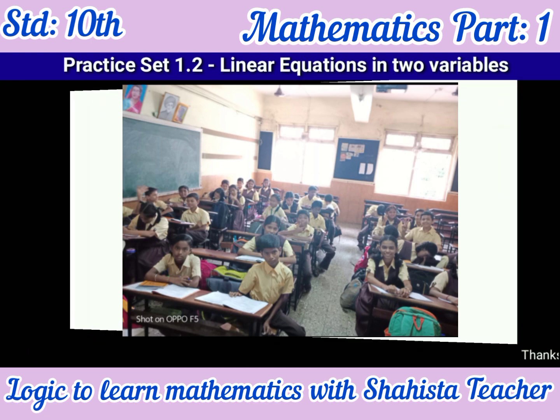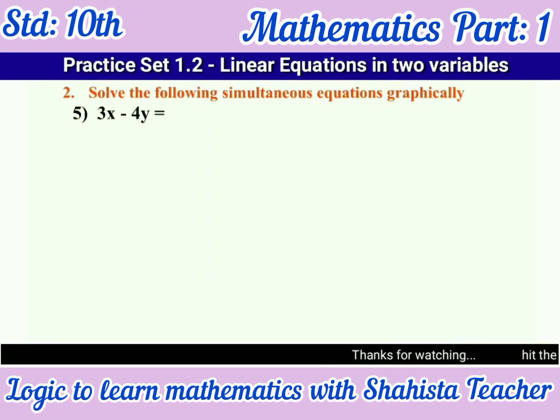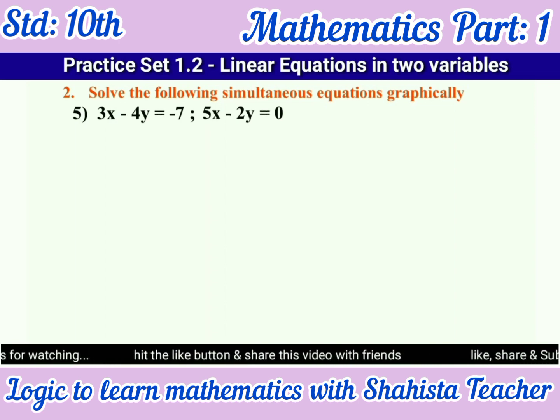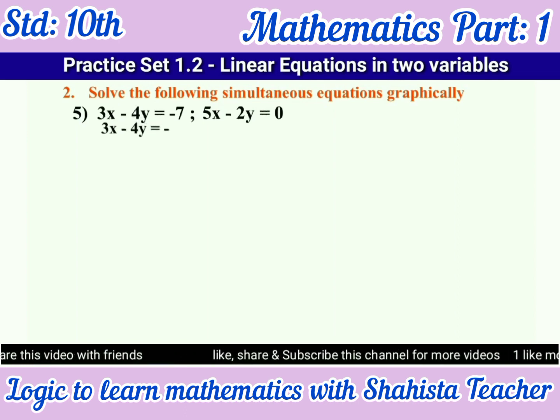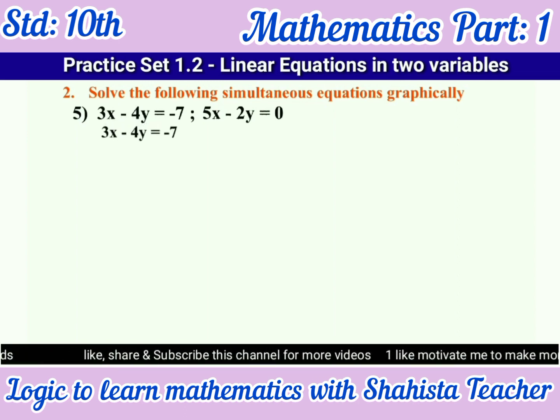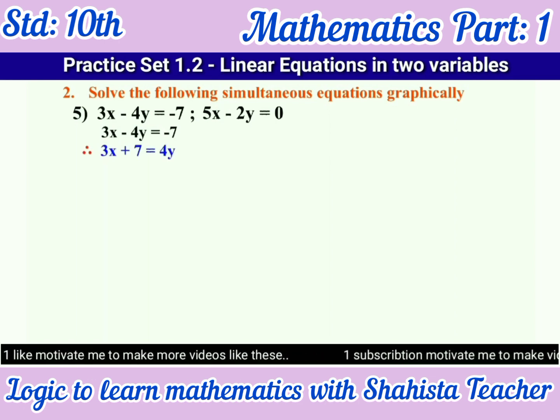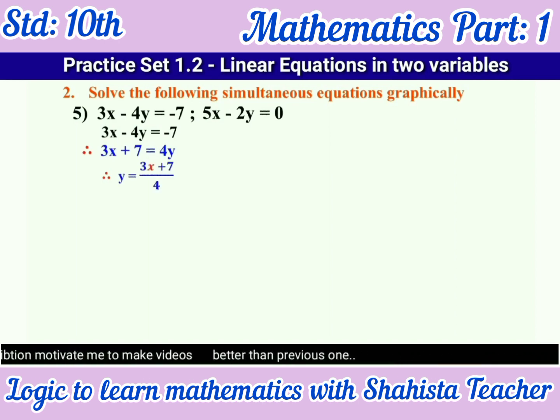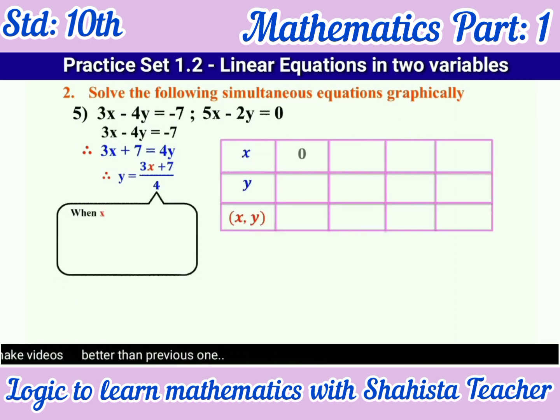Now let's solve sub-question 5 of question number 2. 3x minus 4y is equal to minus 7, and 5x minus 2y is equal to 0. Two equations are given here. So let's find the x and y values one by one. 3x minus 4y is equal to minus 7. Left hand side is 3x minus 4y and right hand side is minus 7. So if it is moved from the right hand side to the left hand side, it will become positive 7. So 3x plus 7 is equal to 4y. So 3x plus 7 is the numerator and 4 is the denominator.